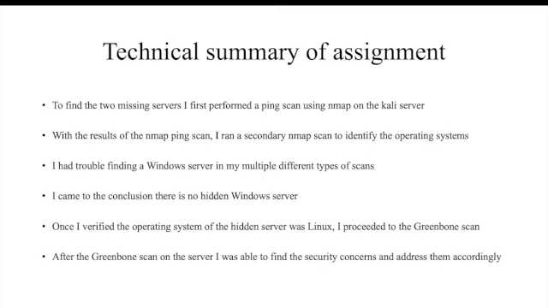Technical Summary of Assignment. To find the two missing servers, I first performed a ping scan using Nmap on the Kali server. With the results of the Nmap ping scan, I ran a secondary Nmap scan to identify the operating systems. I had trouble finding a Windows server in my multiple different types of scans. I came to the conclusion there is no hidden Windows server.